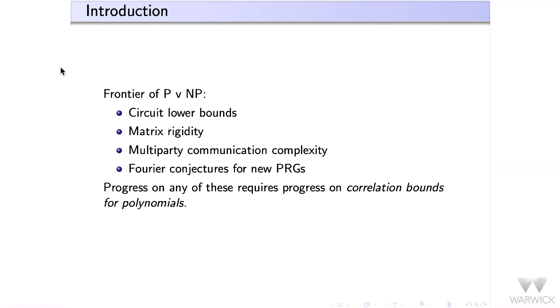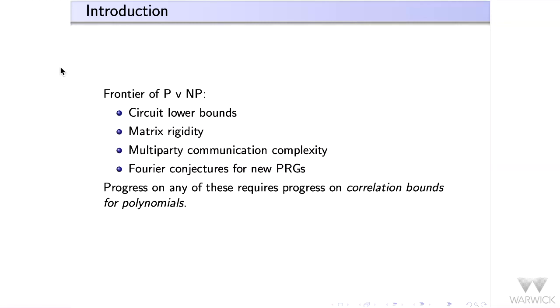And some problems that you can consider to be on the frontier of P versus NP, the famous circuit lower bounds, proving explicit rigid matrices, number on forehead multi-party communication lower bounds. All these problems require progress in correlation bounds for exactly low degree polynomials to be able to say something new. And in another vein, there's a recent line of work showing that if you have some Fourier growth bounds on low degree polynomials, then you get new PRGs. And it turns out these works also require new correlation bounds.